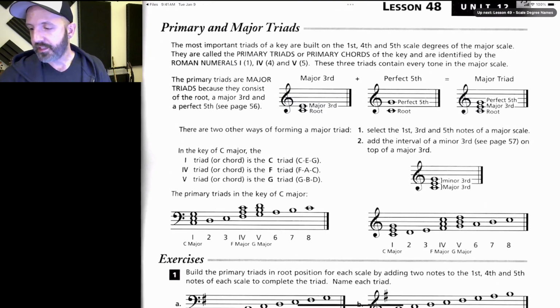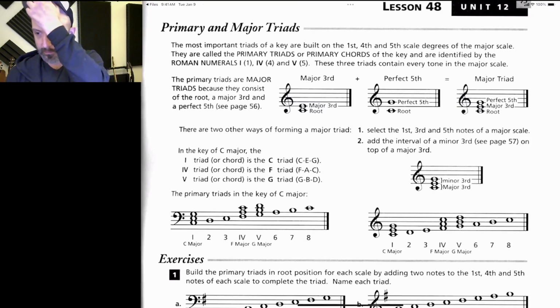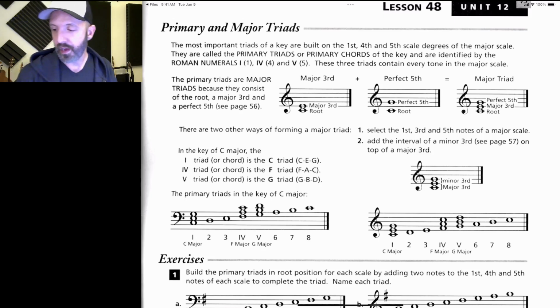So now that we got the basics, all right, big thing here. We're talking about primary major triads, which is going to be the 1, 4, and 5 chord as they get into it.